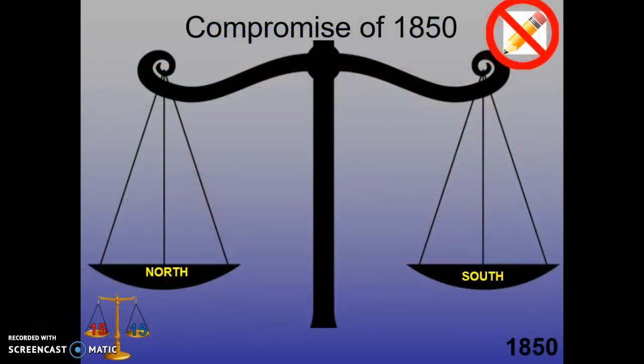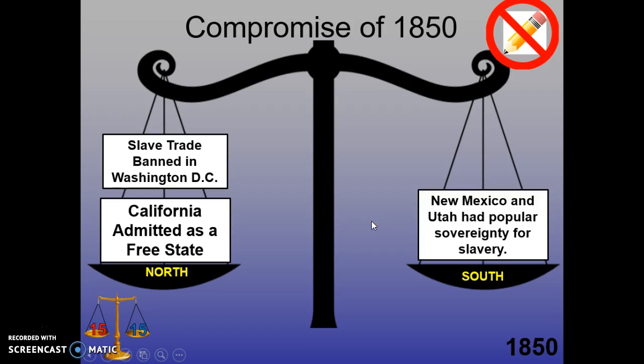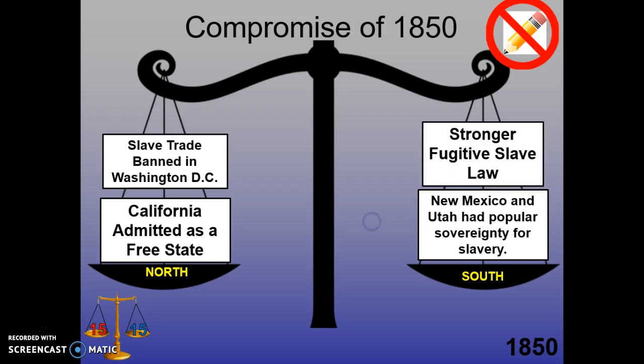To make this an even trade, the North got California, and they also banned any slave trade in Washington, D.C. Now the South, what they got, that new territory, New Mexico and Utah, had what's called popular sovereignty. That's a big word in this unit. That means any states that develop in that area would now have the choice. Popular sovereignty meaning that the voters got to choose whether or not they would be a slave or a free state. That meant that area was open to the expansion of slavery. They also got what was called a stronger Fugitive Slave Law.